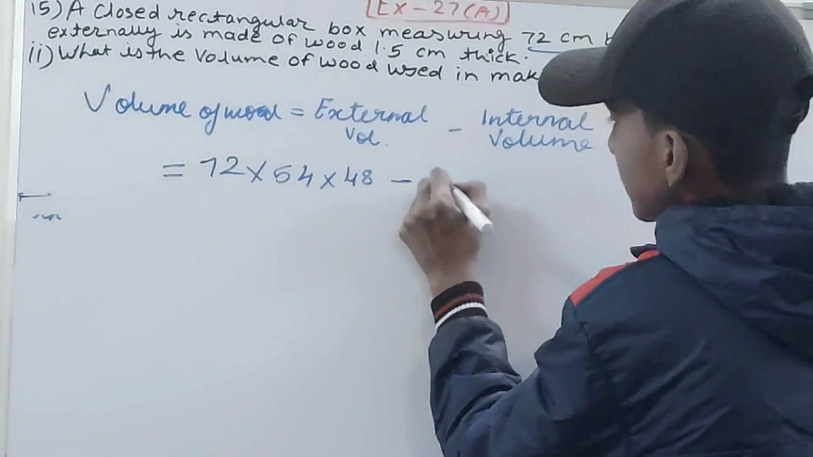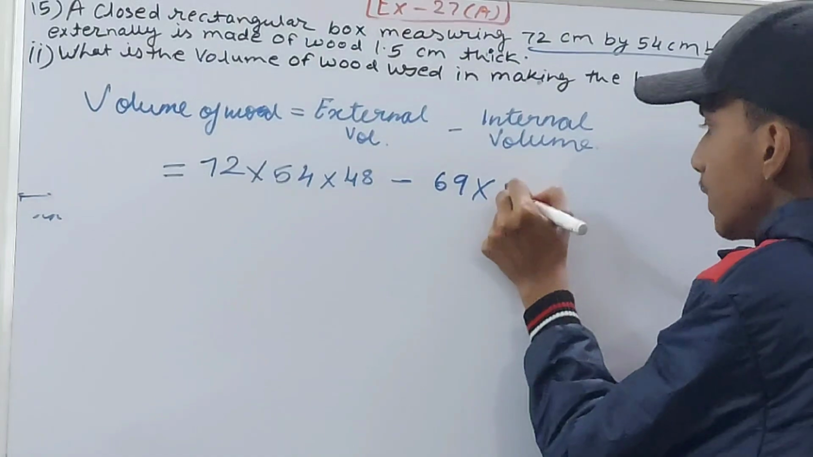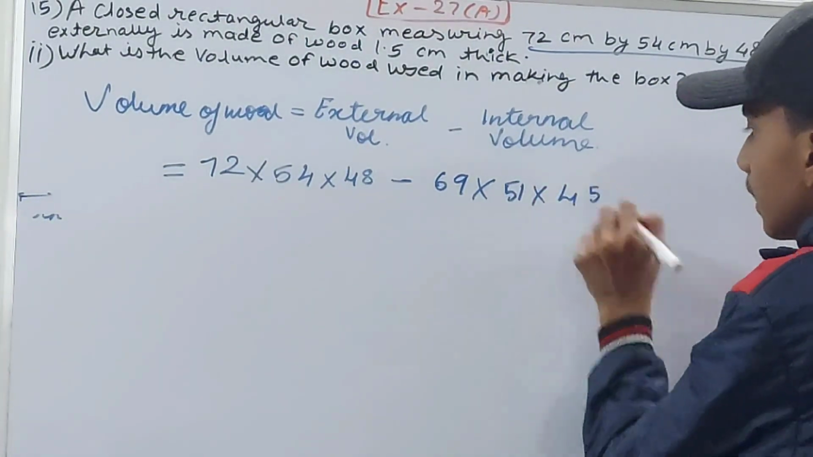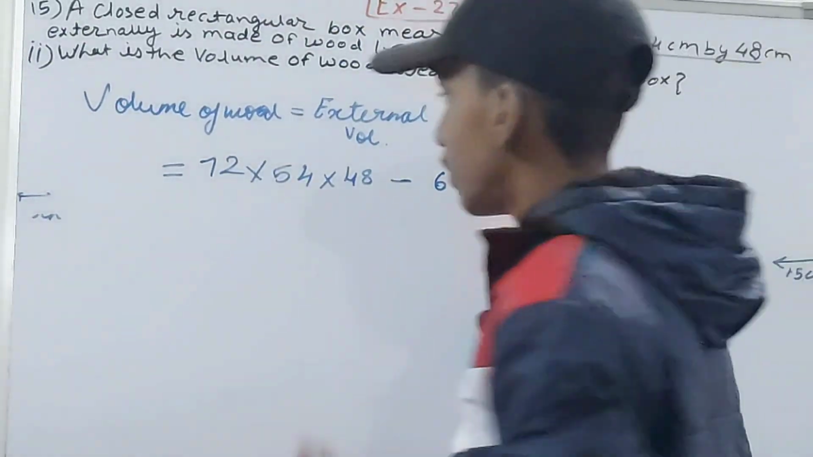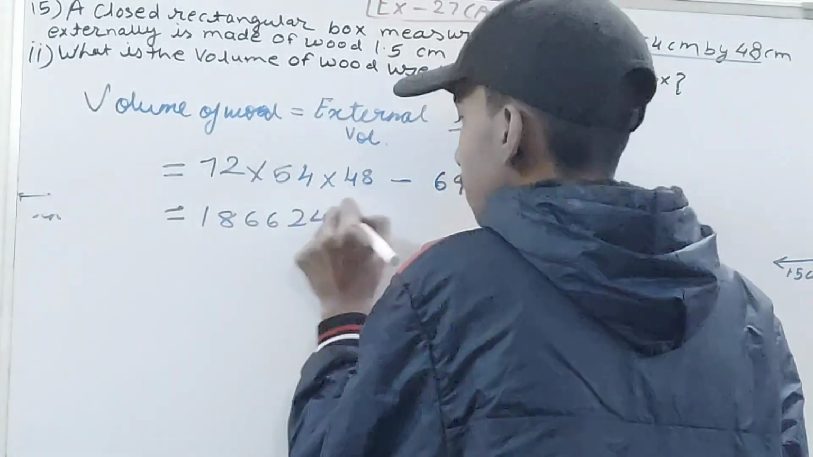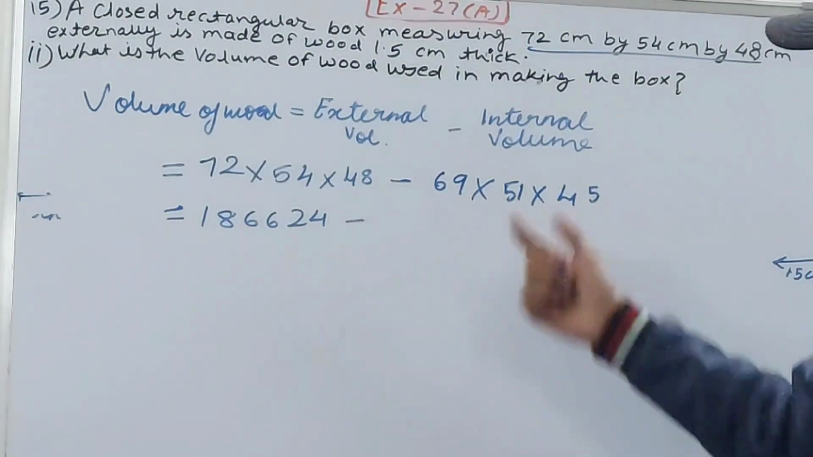72 minus 3 is 69, multiplied by 54 minus 3 is 51, and multiplied by 48 minus 3, that is 45. Now solve. This one we've already solved in the previous question. You have got 186624. We remember the answer we've solved in the previous question, so don't calculate again. Then this one we'll calculate.